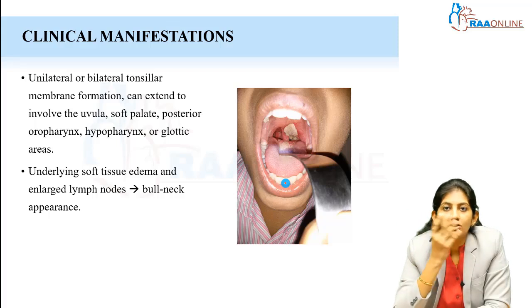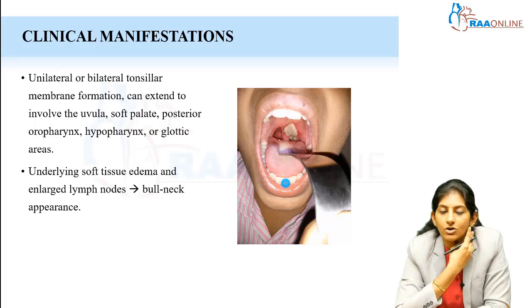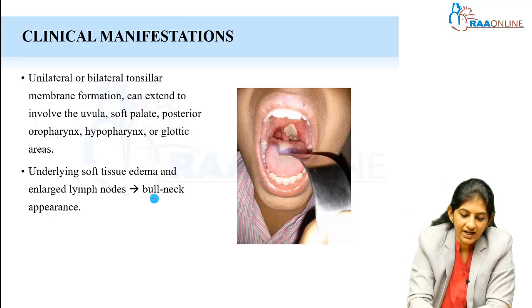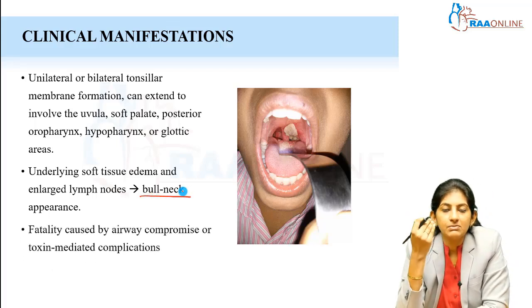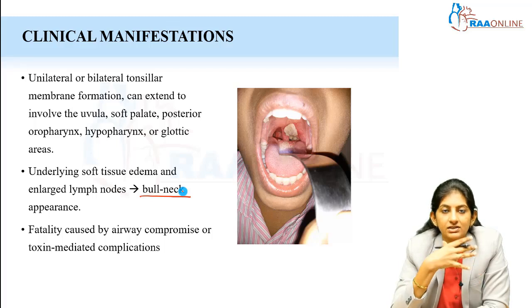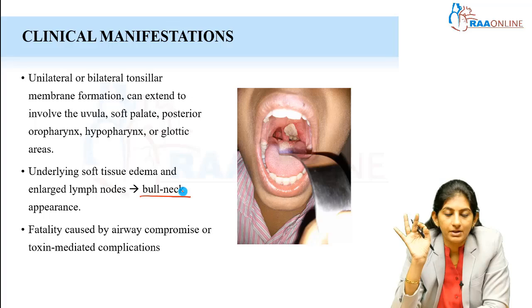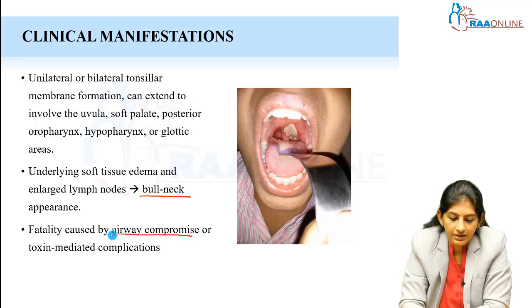When you remove it, it will definitely cause bleeding, and you can see there is extensive edema. Outside, because of the regional cervical lymphadenopathy, the child will have a bull neck appearance also. When this membrane extends downwards, inferiorly, it is going to cause airway compromise, and that is going to be lethal.